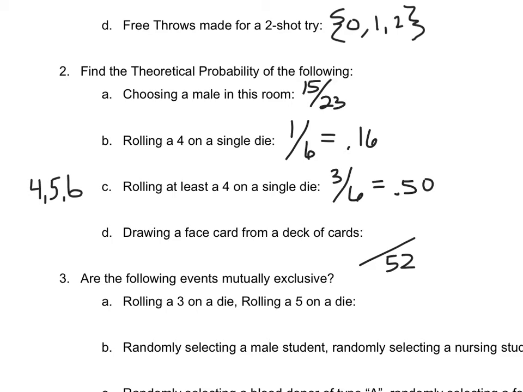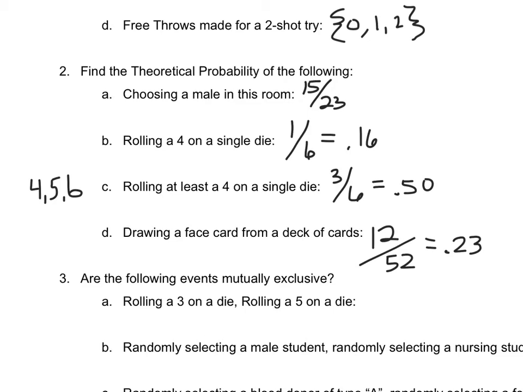You have hearts, diamonds, spades, and clubs. There are 4 suits, and 13 cards in each suit. In this case, there are 3 face cards in each suit, so there's a total of 12 face cards in the whole deck. So 12 out of 52, which would be 0.23. Again, the number of items you have divided by the total number of items.